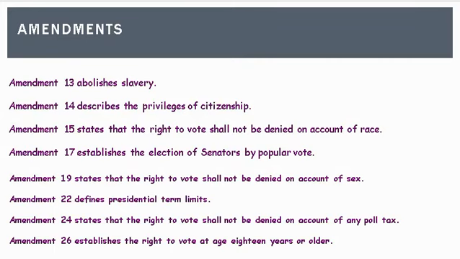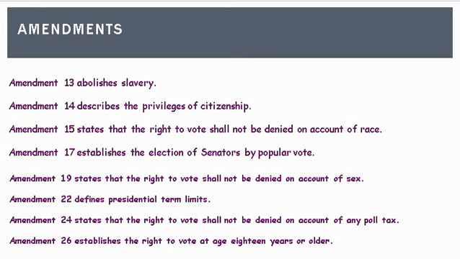Amendment 22 decided that presidents can only be president for 2 terms or 8 years because there was a president named FDR who was president for a very long time, much more than 2 terms, and that scared some people. They didn't want the president to be in power for too long because then he might be like a king. So they just decided that the president can only be president for 8 years or 2 terms.